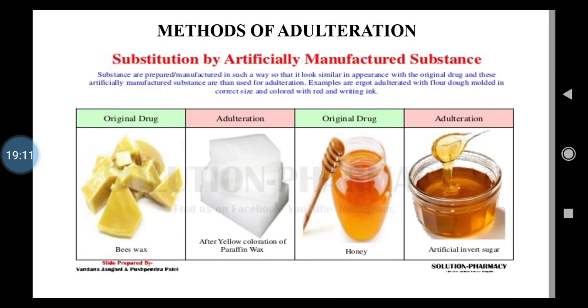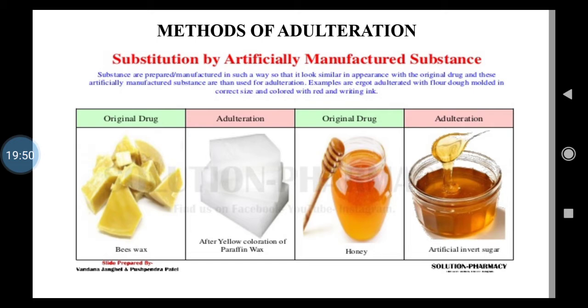Next method is substitution by artificially manufactured substance. This type of adulteration is observed in the case of drugs which are costly, which are expensive. The example we will see is beeswax. You can see in the slide the original beeswax, which is adulterated with paraffin wax.